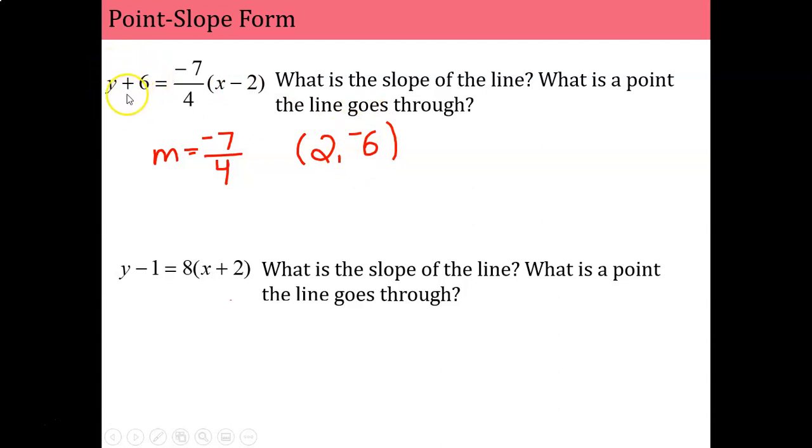So if there's a positive symbol in front of it, you know that the actual coordinate that the line goes through is negative. Hopefully that made sense. I know it's kind of a wordy explanation. See if you can do this one on your own.